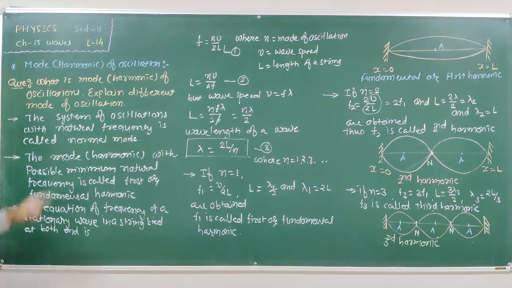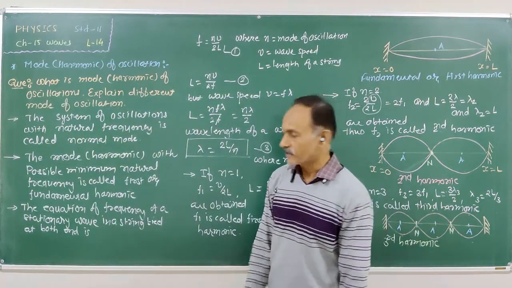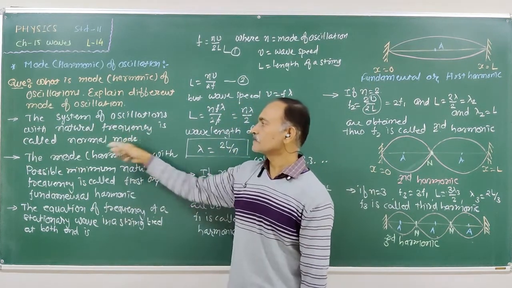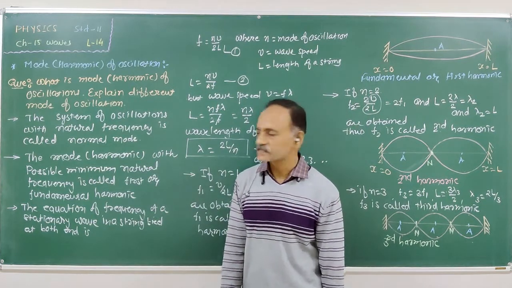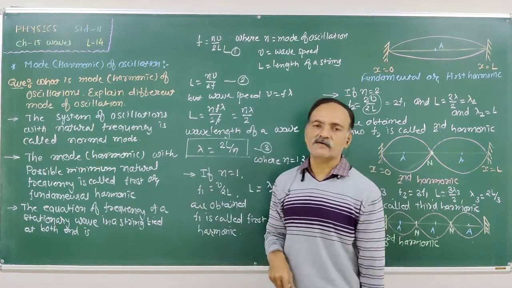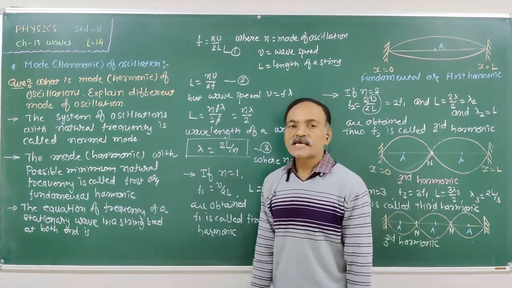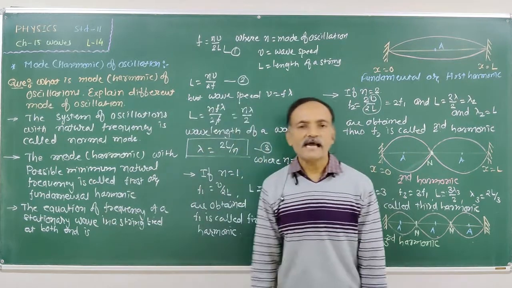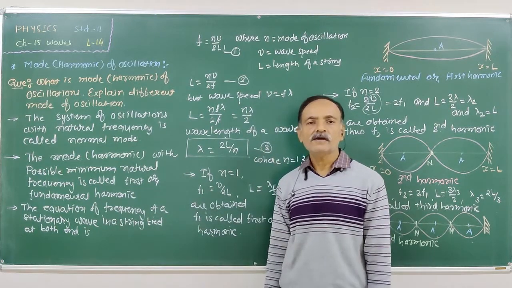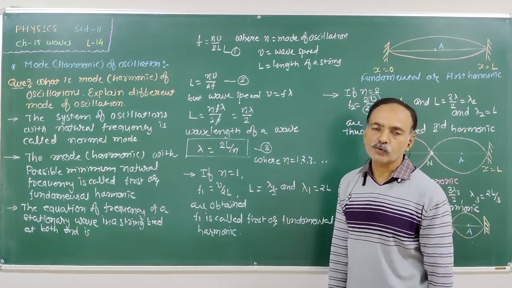Again, what is the mode of oscillation? The system oscillating with a natural frequency is known as the normal mode or normal harmonics. The mode or harmonic with the possible minimum natural frequency is called the fundamental or first harmonic. The equation of the frequency of a stationary wave in a string tied at both ends is f is equal to nv upon 2L.